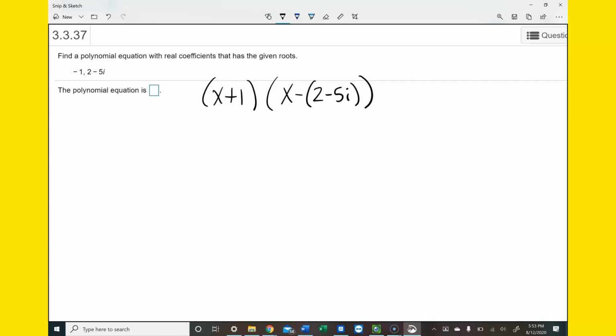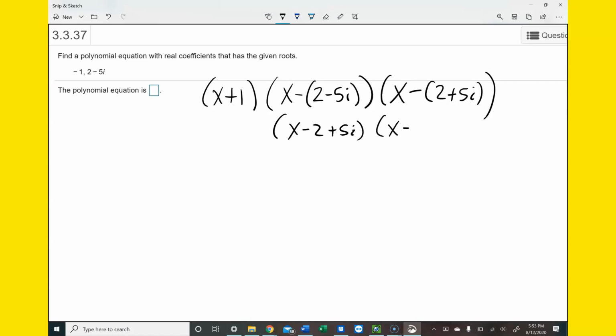And also remember that these complex zeros always come in conjugate pairs. So this problem expects you to know that. It expects you to know that there's also going to be a factor that is x minus (2 plus 5i). Now I'm going to distribute these negatives. So that's just going to be x minus 2 plus 5i. That's going to be x minus 2 minus 5i after I distribute those negatives into the parentheses. And now I have to do some distributing.